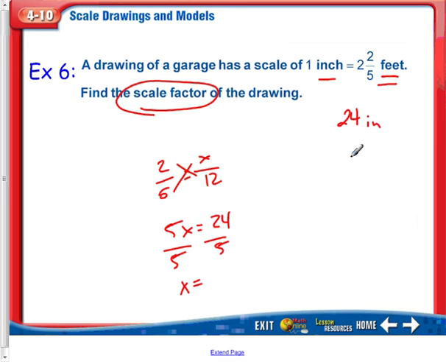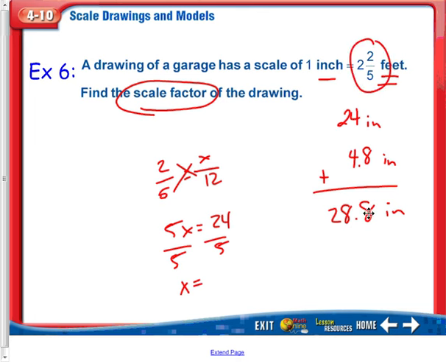So 24 inches plus an extra 4.8 inches, which makes sense because 6 inches would be half a foot and 2 is just less than half of 5. So 2.5 would be half of 5, and then I would have 6 inches. So we're looking at a total then of 28.8 inches.